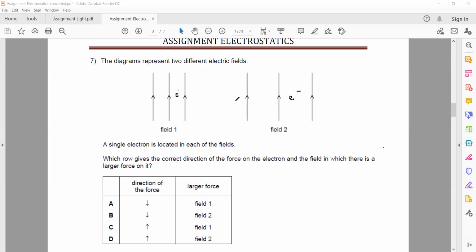Electron is a negative charge, so an electron always moves opposite to the direction of the electric field. We already discussed this. If the electric field is up, the electron will move opposite, so downward. In both cases it will move down. And which one is the stronger field? You can see the field lines are closer. So A is the right answer. Is this question clear?